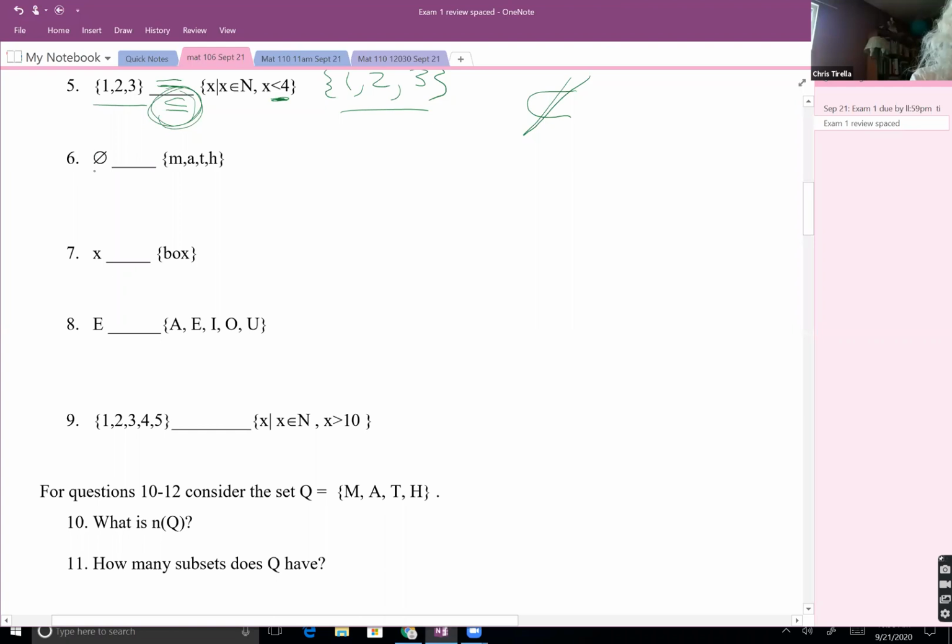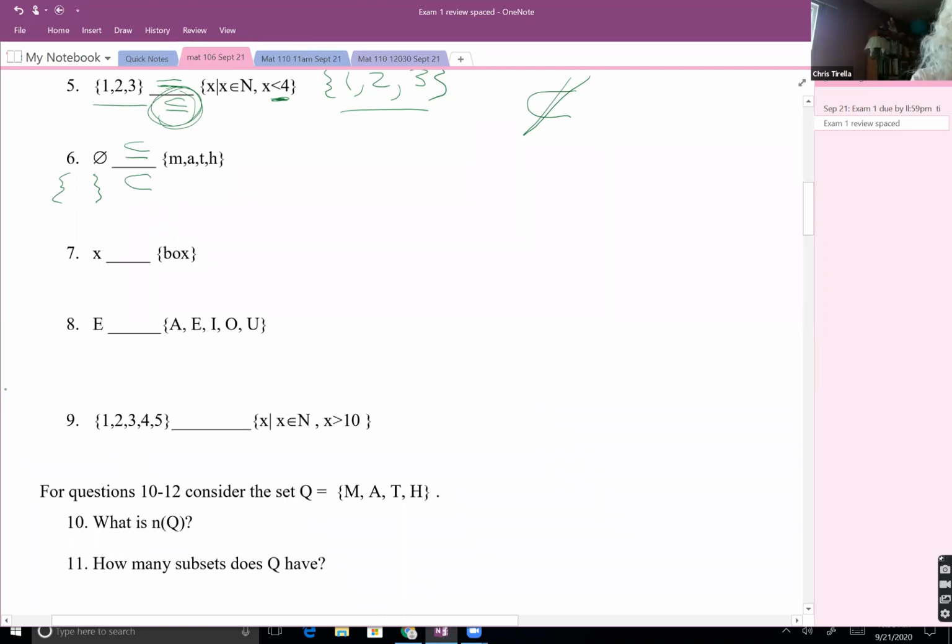Question 6, what is that thing on the left-hand side? Empty set. So, is the empty set a subset of every set? Yes. Is it a proper subset? Yeah.